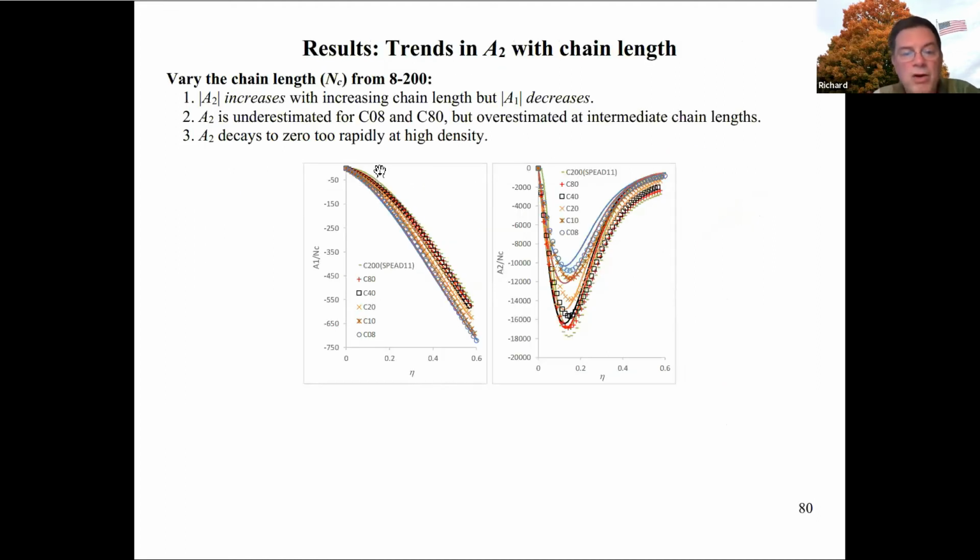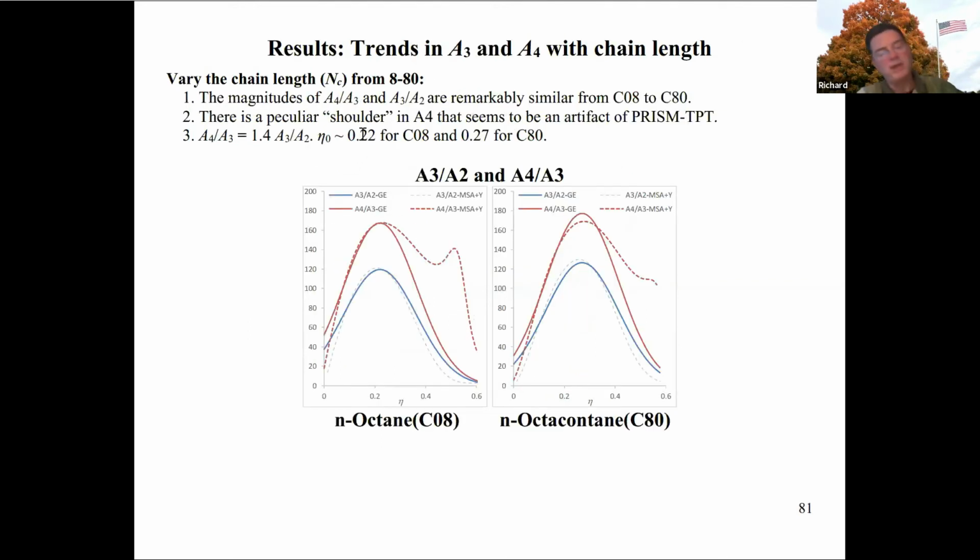And so now this is the result of correlating all the data that we have for the SPEED MD simulations out to C80 for both the A2 and the A1. And you see, maybe not perfectly quantitative, but it's pretty good. And we'll be able to understand the physics and the trends of things that are happening when we look at this analysis. So turn the crank and calculate the A3 and the A4 contributions and take their ratios.